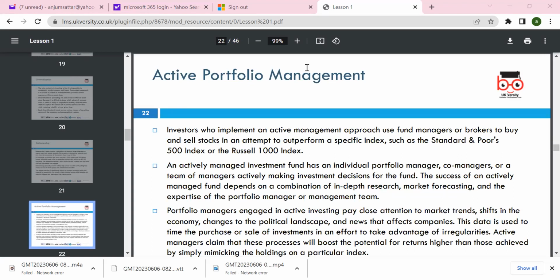We have a limit on the fund. Okay, so investors can implement the approaches, and the fund managers and brokers buy and sell shares on the stock exchange. Yes, actively managed investment funds have individual portfolio managers. So the manager team and managers actively make the investment decisions for the funds. Yes, portfolio managers engage actively in investing and pay close attention to market trends.